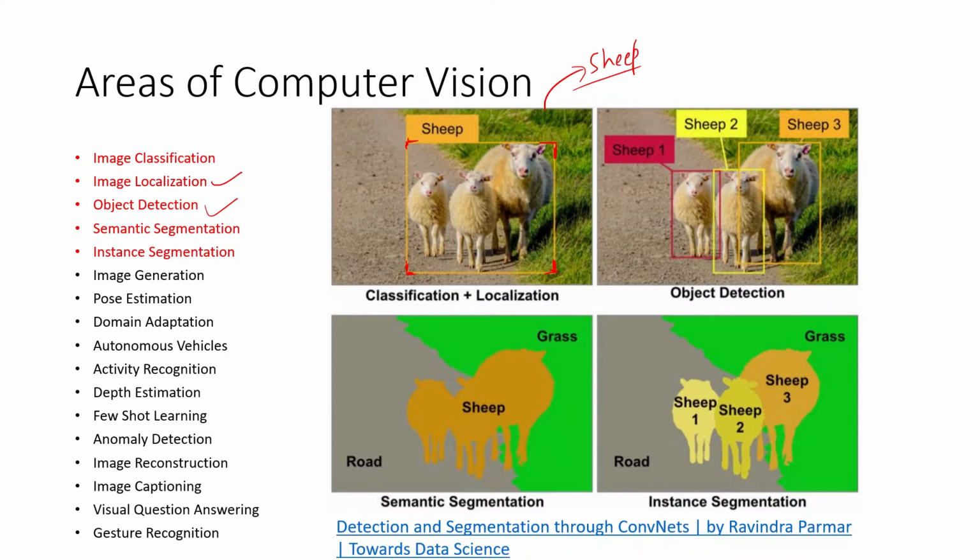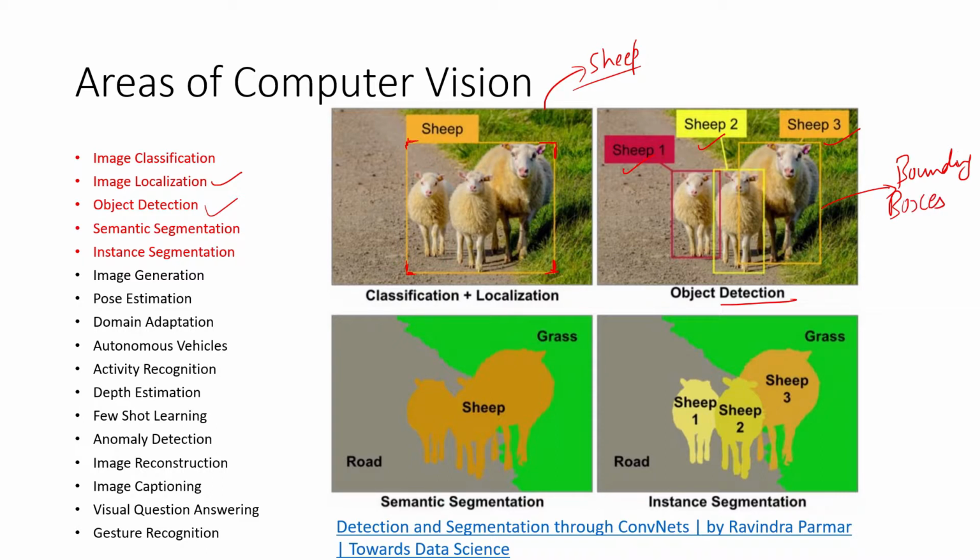Object detection means you are detecting multiple things out of the image. You are trying to detect multiple objects out of the image. Now within object detection, you can say this is sheep 1, this is sheep 2, this is sheep 3. So these boxes are called bounding boxes. This is a term you might want to remember.